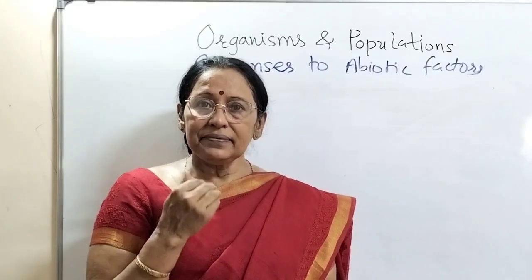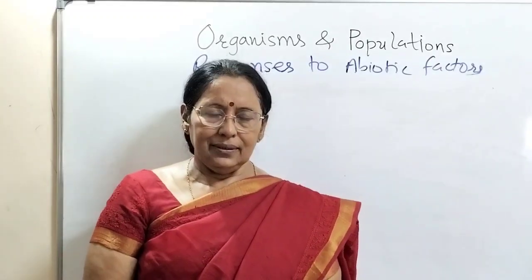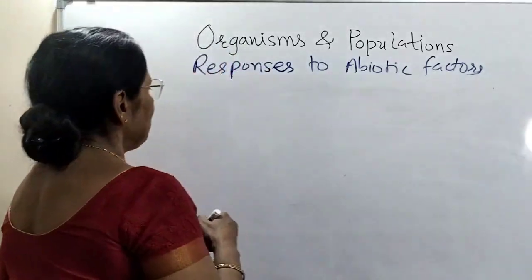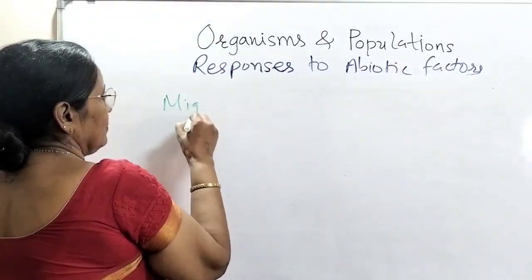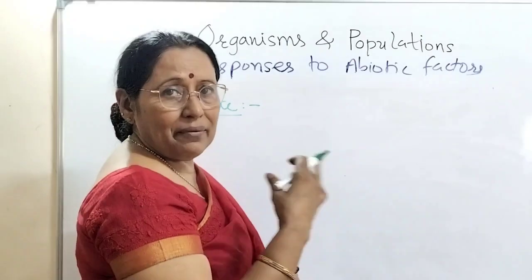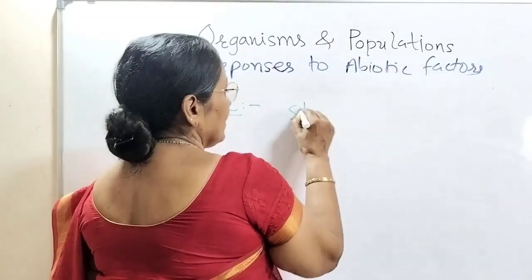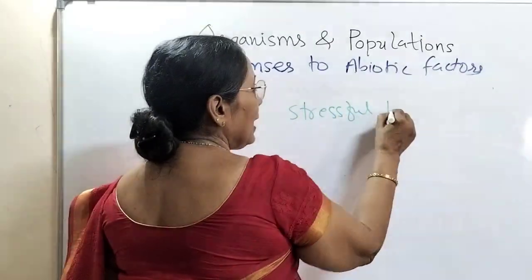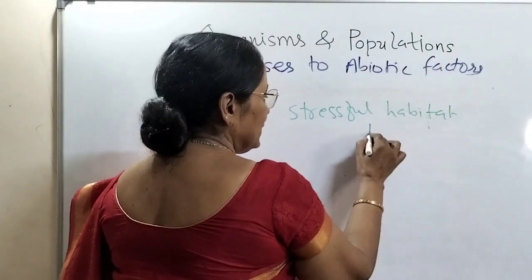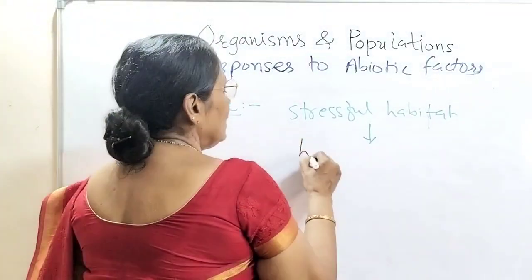Now, if the stressful external environment remains for a very short duration, then the response can be different. How? First is migrate. What is migration? This is a temporary travel, meaning the organisms leave their stressful habitat, where there is too much heat or too much cold, and they move to some hospitable area. This is called migration.